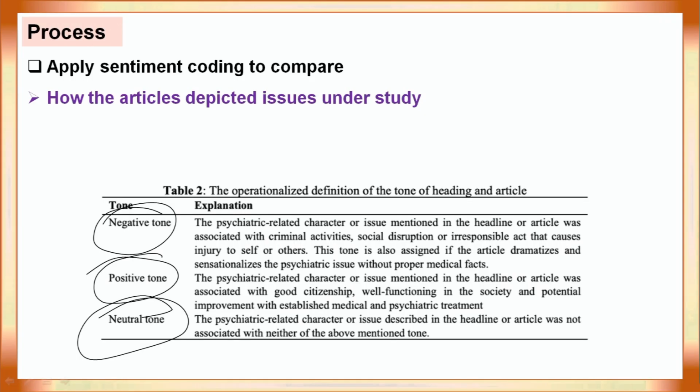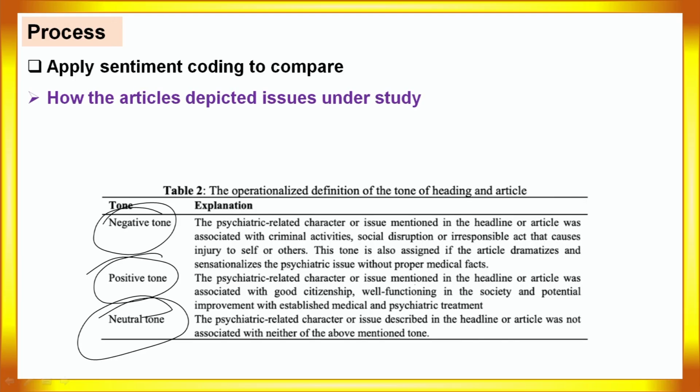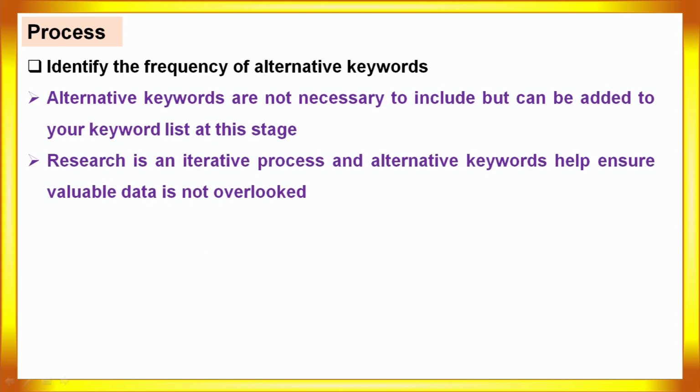Positive tones are basically how the article portrays mental illness toward good citizenship, well-functioning of the society, or potential improvement. Those are the positive tone. And lastly, the neutral tone is anything not covered by the positive or negative ones; those are classified under the neutral tone.